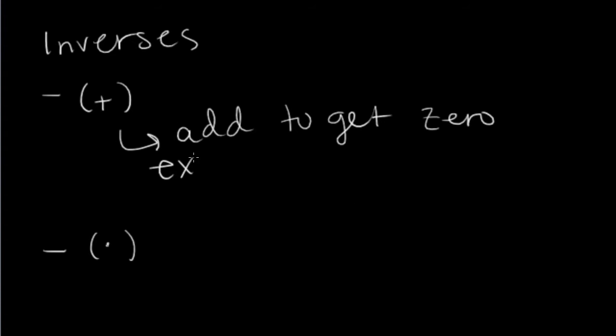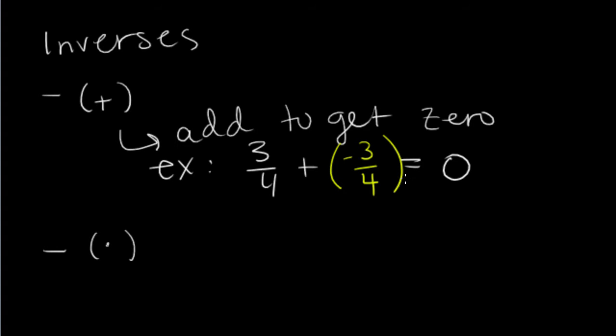So for example, say we have 3 over 4, and you want to add a number so that you can get 0 on the right-hand side. All right, so what number can you add to 3 over 4 to get 0? Well, it's quite obvious, actually. You're just going to add the negative of that number, right? Because then it would cancel out. So then you would get the negative of that number, right?